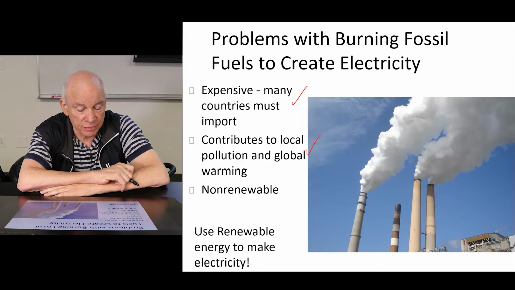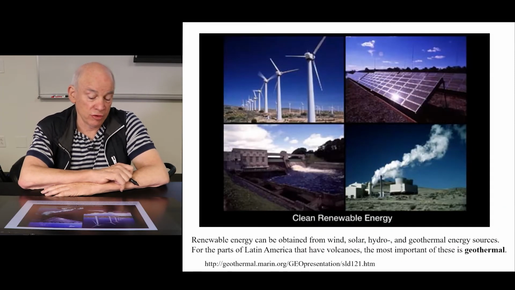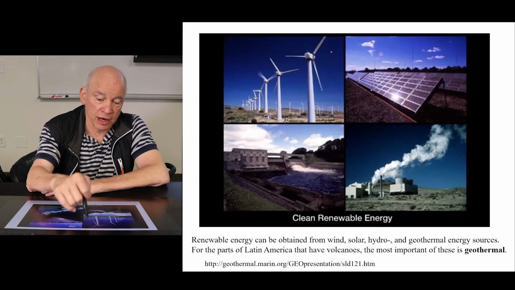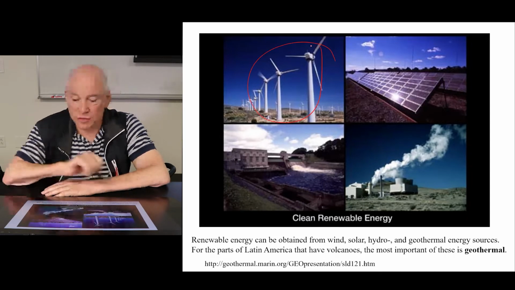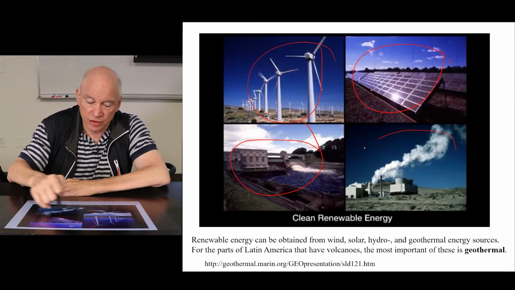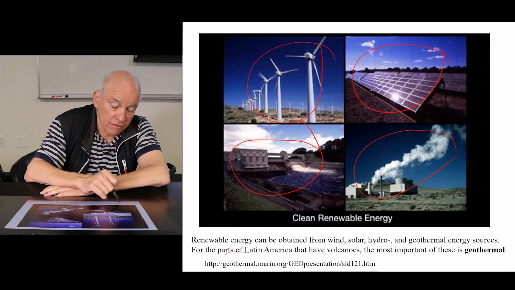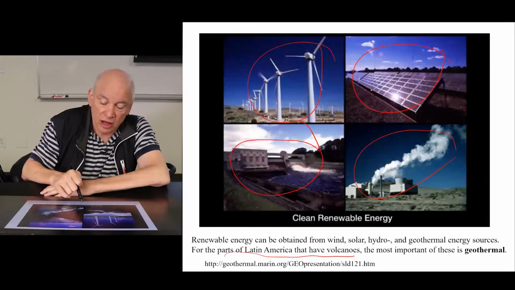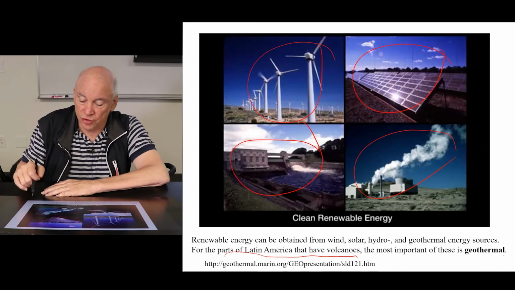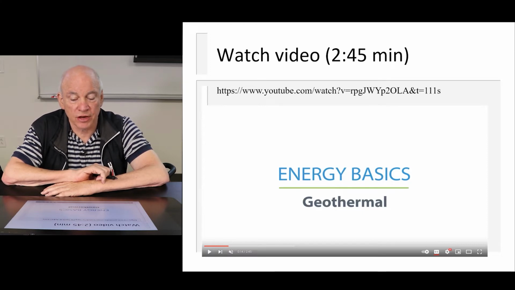It's non-renewable. So all of us want to use more renewable energy to make electricity. So renewable energy can be obtained from wind power, from solar power, from hydropower, and from geothermal energy. And in particular, for the parts of Latin America that have volcanoes, which means they have a lot of heat under the ground, geothermal can be very important. Let's watch another video, a little bit under 3 minutes.